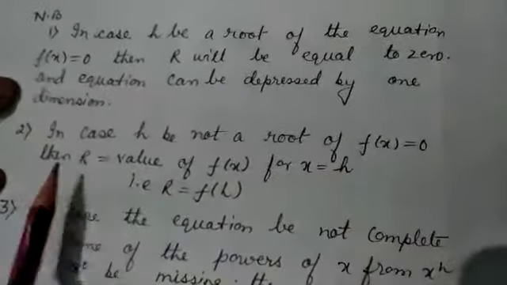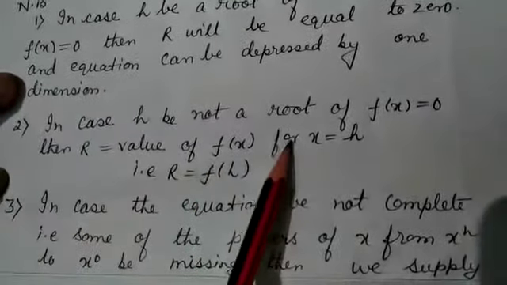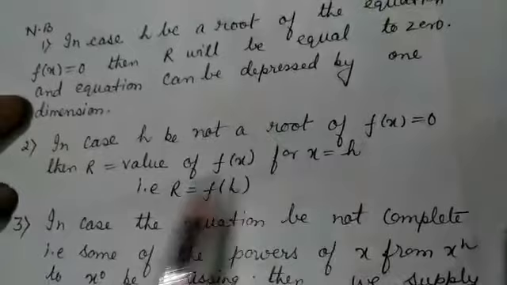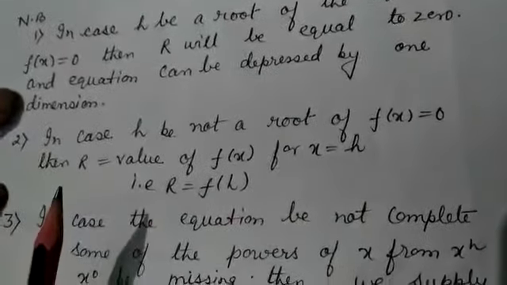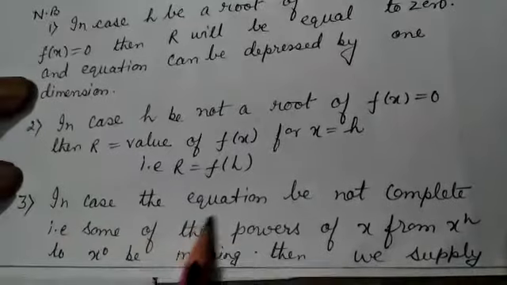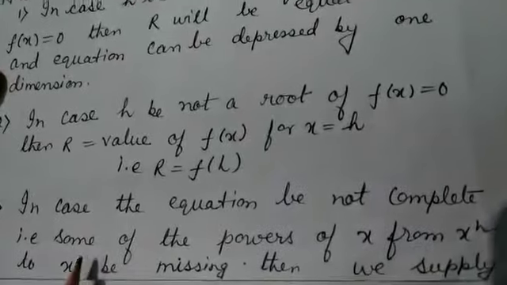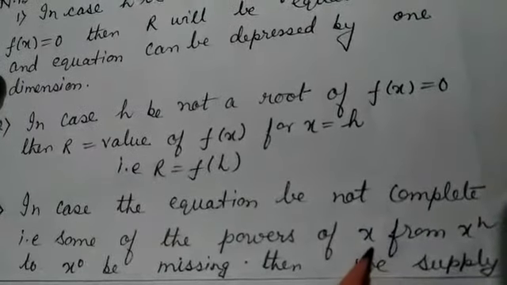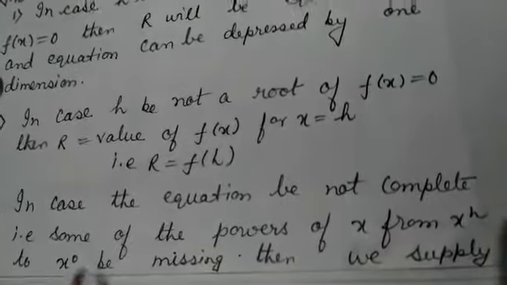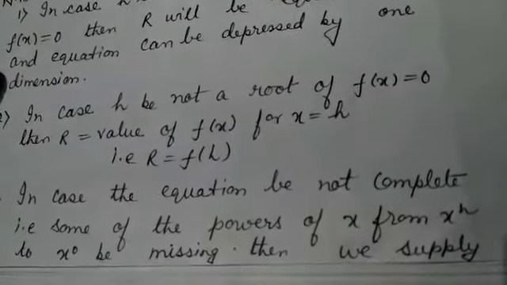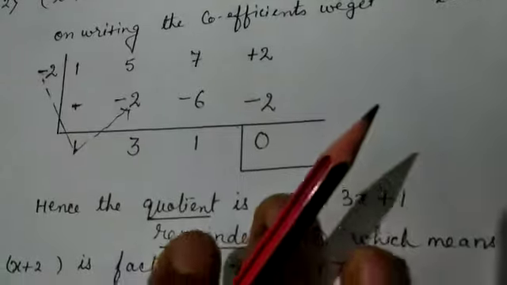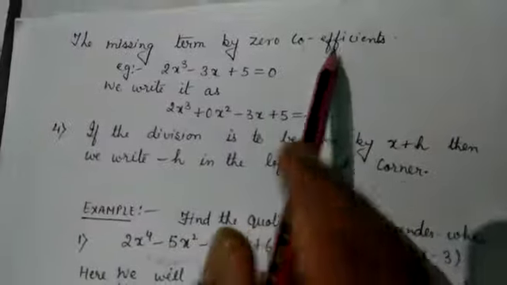In case this h is not the root of f(x) equal to 0, then R will be the value of f(x) for x equal to h. That is, we can write R is equal to f(h). Third one, in case the equation is not complete, that is, some of the powers of x from x^n to x^0 are missing, then what we do? The missing term we write by adding 0 coefficients.